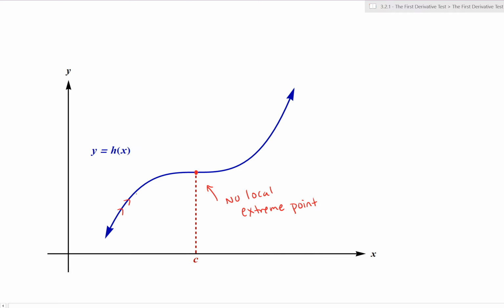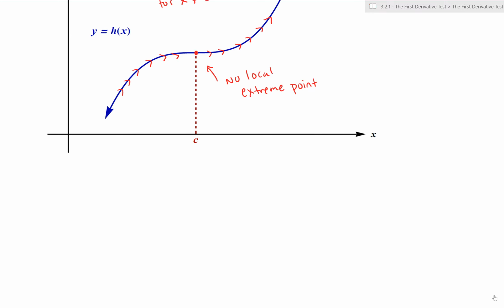Moreover, as I move along my graph from the left to the right at C, and also to the right of C, we can see that, in fact, h prime of x is always going to be positive. And this is true for values of x not equal to C, because at x equals C, we have a horizontal tangent line here, and the slope is actually 0. So in this case, we actually don't have a sign change at x equal to C. Moreover, we don't have a local extreme point there.